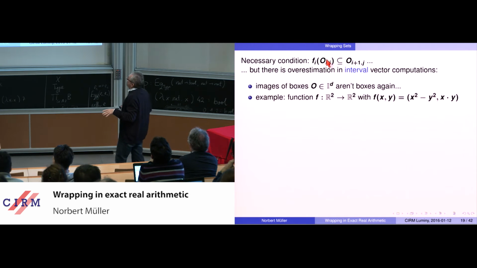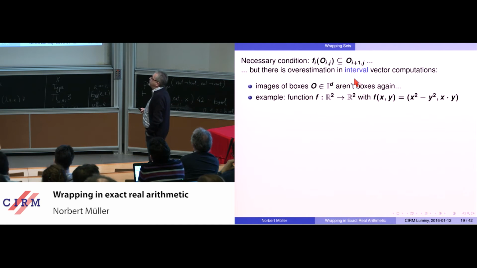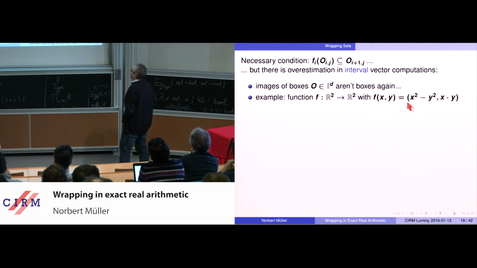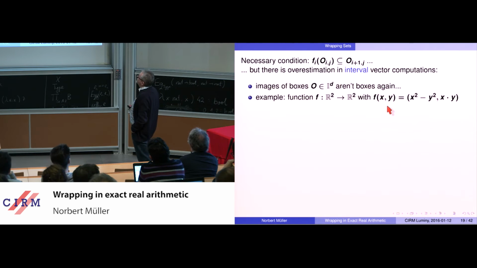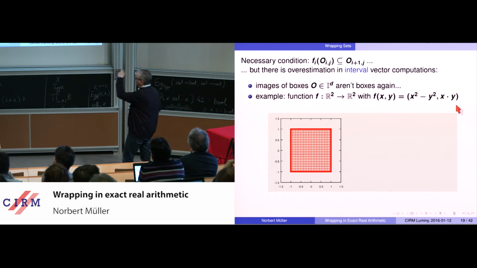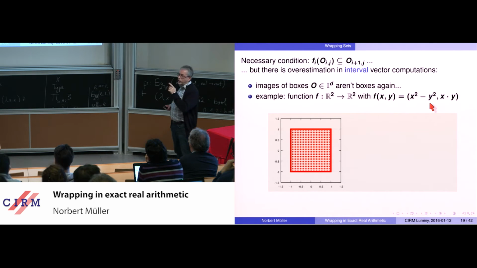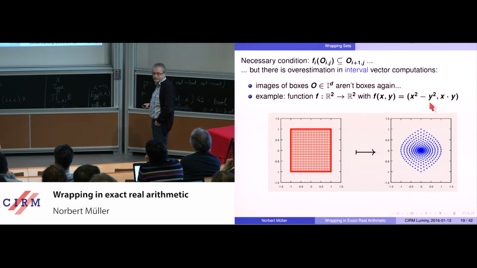The images of these open boxes aren't boxes again. To show this, let's have a look at a quite simple function. F of x, y is x squared minus y squared, and the product. So this is from vectors to vectors. And we start with this rectangle, and then we apply this function. This is not a mock-up. These are the values that arise. So this is this nice structure there.